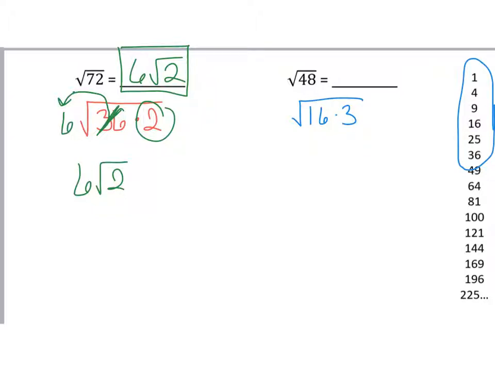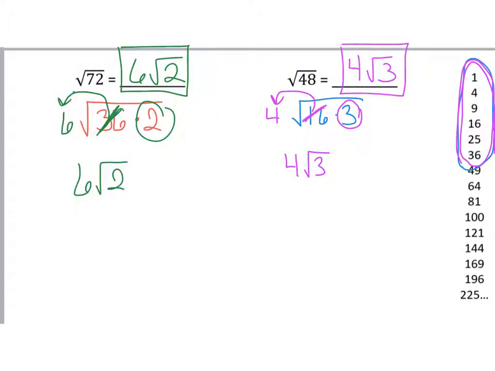All right, 16 and 3. The 16 is my perfect square. So when it comes out, what does it turn into? A 4. So I end up with 4 square roots. What's left inside? 3. Look at my list over here. Is there anything over here that can go into 3 other than 1? No, so that means I'm done. 4 square roots of 3. Questions? Okay.